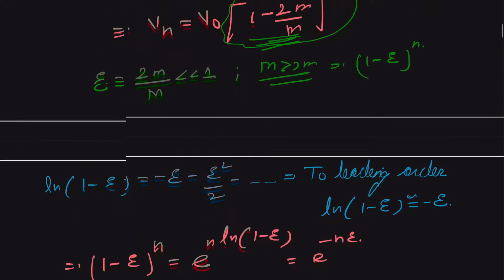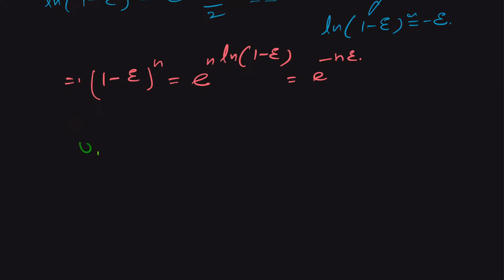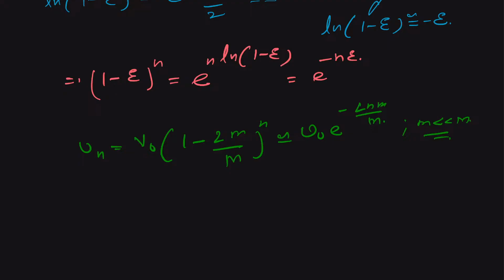So we can just solve this equation now. We can write that v of n, which was v naught times (1 minus twice m upon capital M) raised to the power n, is approximately equal to v naught e raised to the power minus 2nm upon capital M. This is derived under the condition that small m is very much less than capital M. So this is the velocity of our block after the nth collision.